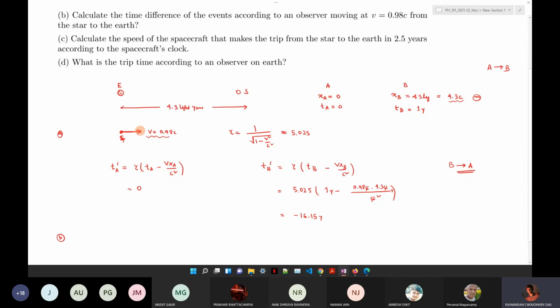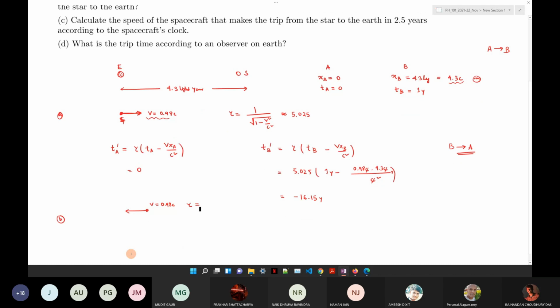Now you are moving along this direction. In part B, you are asked to find what happens if you move from the star to the Earth. Now you are moving like this. Will your gamma change? No, because it depends only on the v square magnitude.